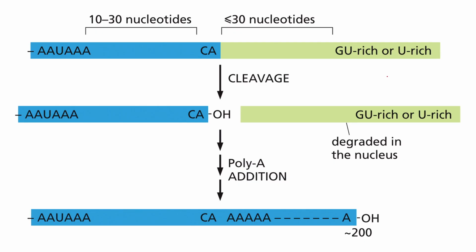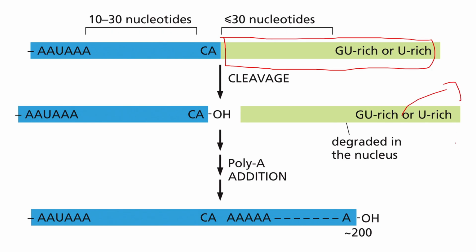Last but not least, we talked about the methylation and the 5' cap. We also have the poly A tail. So again, we cleave off around 30 nucleotides-ish away. We're going to cleave this off where it contains a lot of guanine and uracil. This will then get degraded in the nucleus. And then a poly A, which is all A's, adenine, will get attached to the very end.